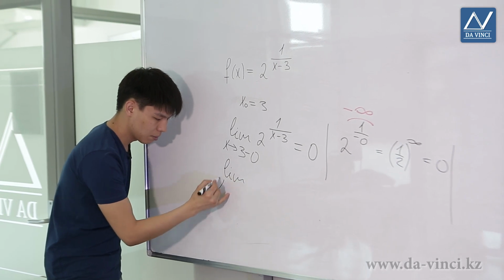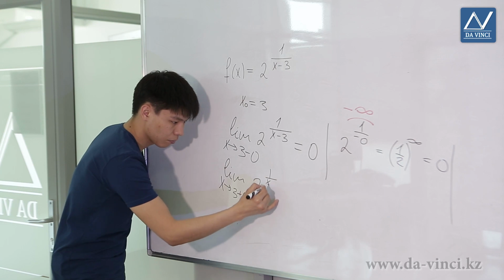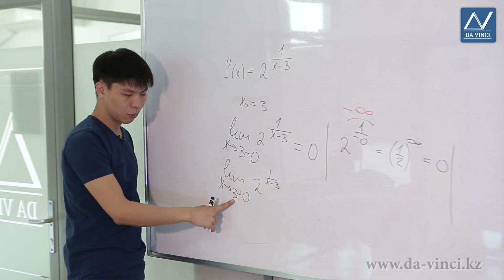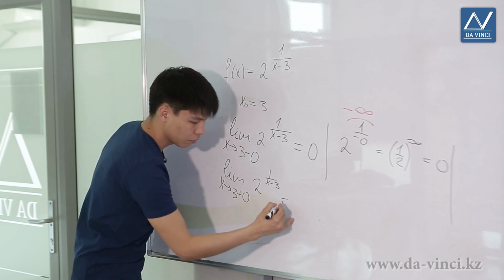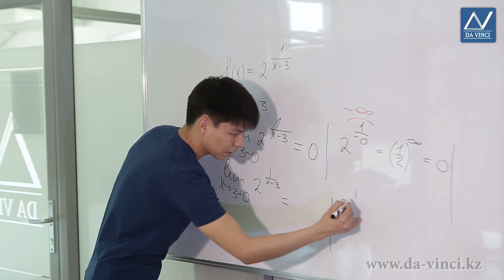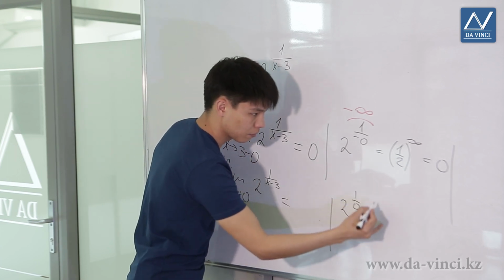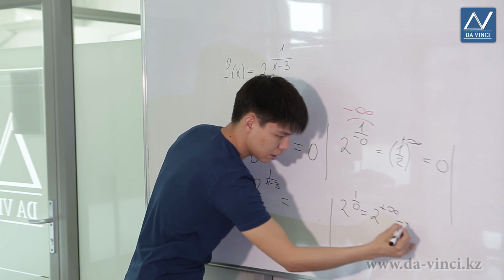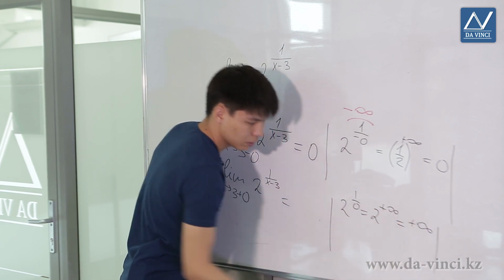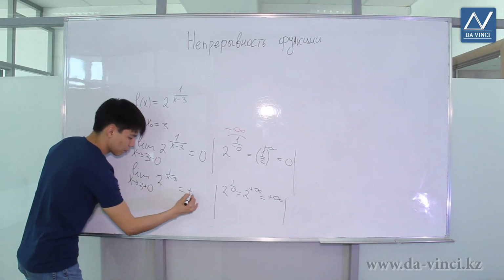Let's consider the limit from the right. Similarly, we substitute 3 plus 0. There will be 3 minus 3. It will go away. 1 divided by 0, that is 2 to the power of 1 divided by 0. 1 divided by 0 is plus infinity. That is, 2 to the power of plus infinity is obviously plus infinity. Accordingly, this limit is plus infinity.